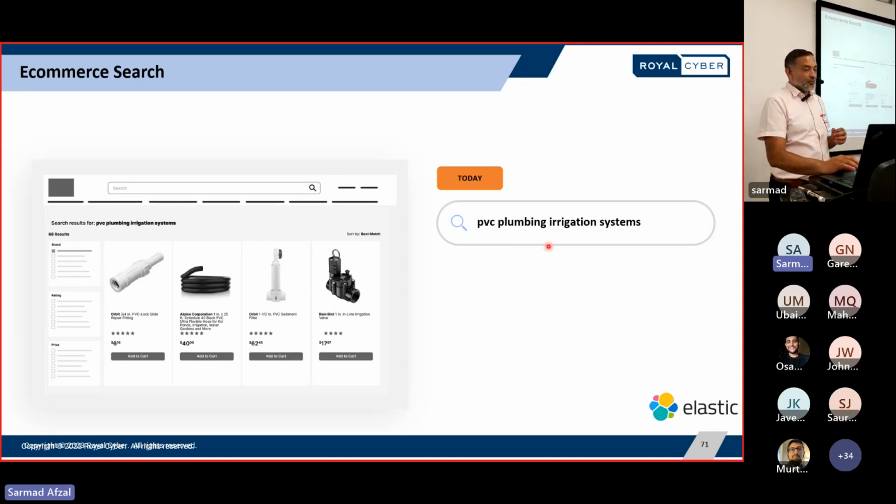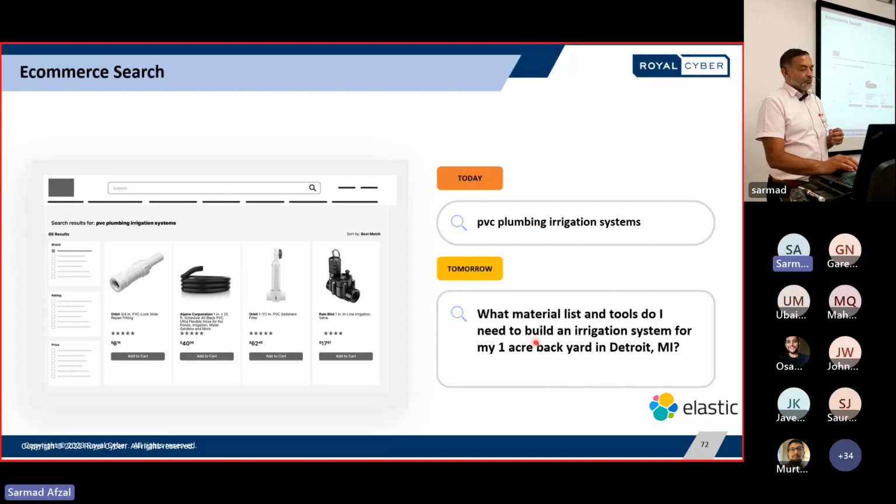So you want to go from here to here. What material list and tools do I need to build an irrigation system for my 1 acre backyard in Detroit, Michigan? If you want to go from here to here, with what I showed you, the LangChain framework and the whole thing, you can get here. Okay, so a lot of companies are moving from keyword search to semantic search using it.